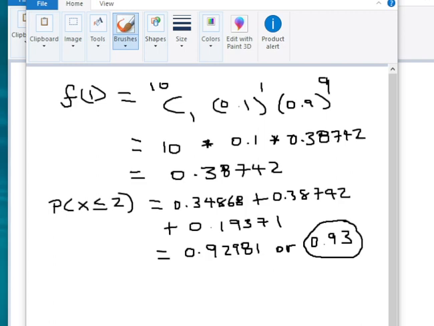So here we have f of 1. So 10c1, 0.1 to the power of 1, 0.9 to the power of 9, and then we multiply to get this value. Then we put everything together, so f of 0 plus f of 1 plus f of 2, and our final answer is 0.92981. We can simplify that to 0.93 to 2 decimal places.